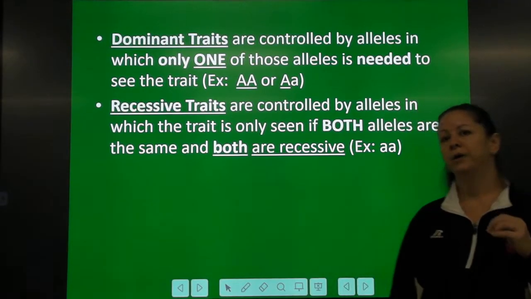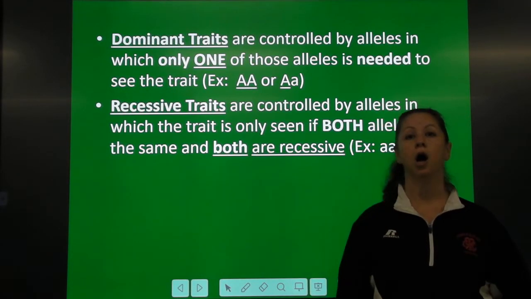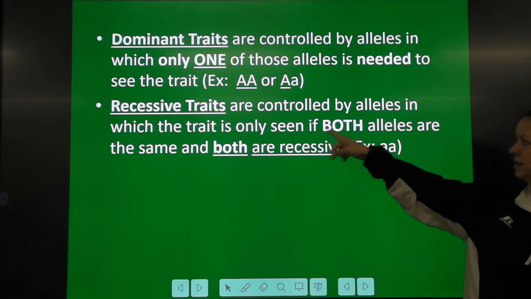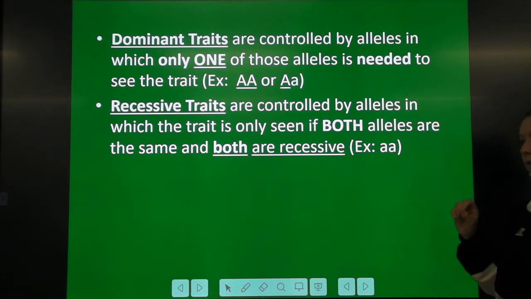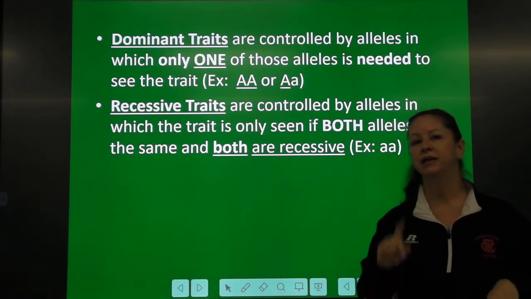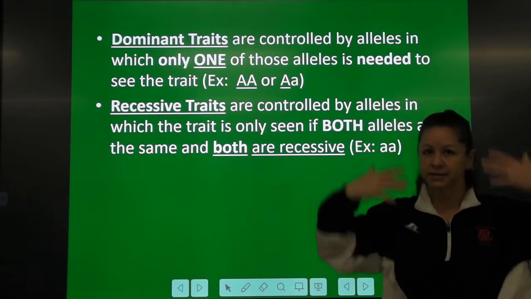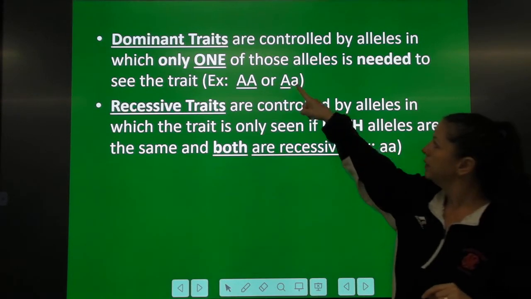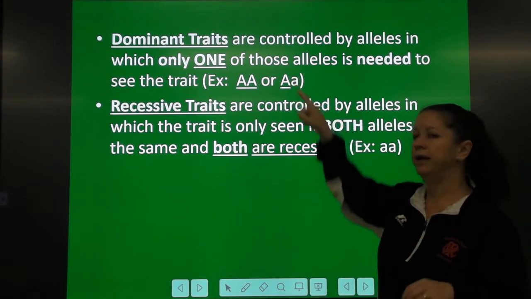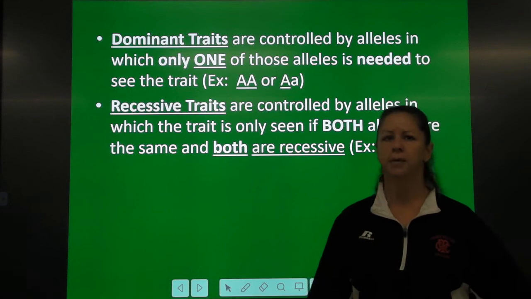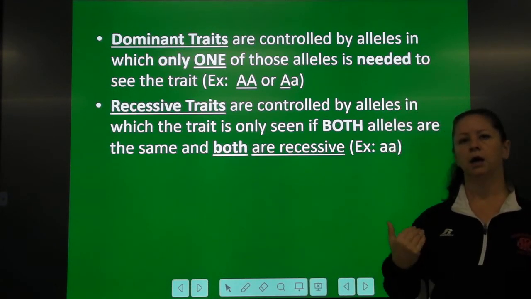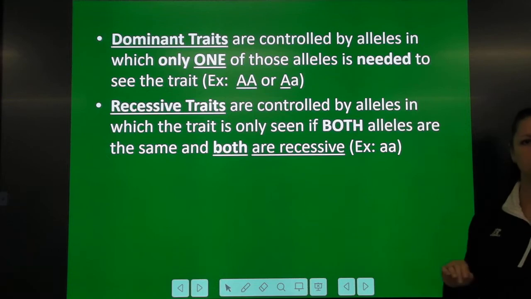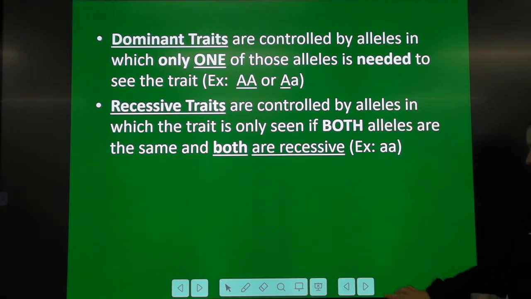Right? Now, for a recessive trait to actually be seen, to show up, you can only see them if both alleles are the same and both are recessive. You have to have two recessive alleles to see a recessive trait. So it has to be little a, little a. Because remember, even though this is recessive, the dominant is going to take over. It's going to be the one that shows up because it's going to dominate. So if you want to see a recessive trait in an individual, it has to be two recessive alleles. The dominant has to be gone so that you can see the recessive.